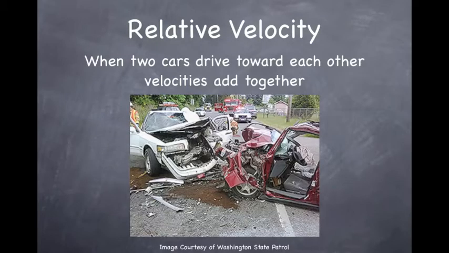When two cars drive towards each other, their velocities add together. That's why whenever you have a head-on collision, it is always much, much worse than when you have a rear-end collision, because when you have a rear-end collision, if somebody's going 60 miles an hour and the other person's going 55, it's like a 5-mile-per-hour collision. But if you have two cars headed towards each other at 60 and 55, it's like a 115-mile-an-hour collision. So it's very important that you understand that. We talked about that in terms of adding cars together.